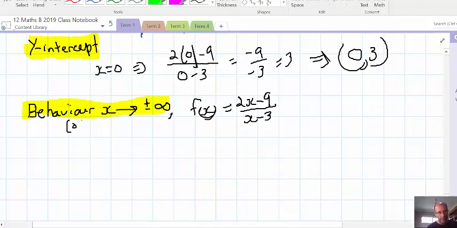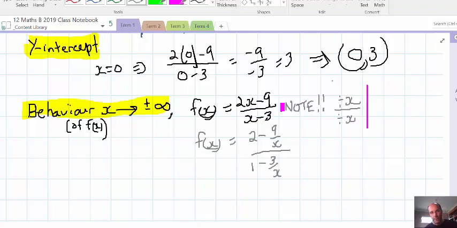Behavior of f(x) as x approaches positive and negative infinity, and I've just written the function there. So we're looking at the behavior of the function, not the derivative of the function. The trouble is if we just subbed in big numbers, we get an infinity over infinity scenario, which doesn't really justify very well. So we have to do something else. Pay attention, very important.